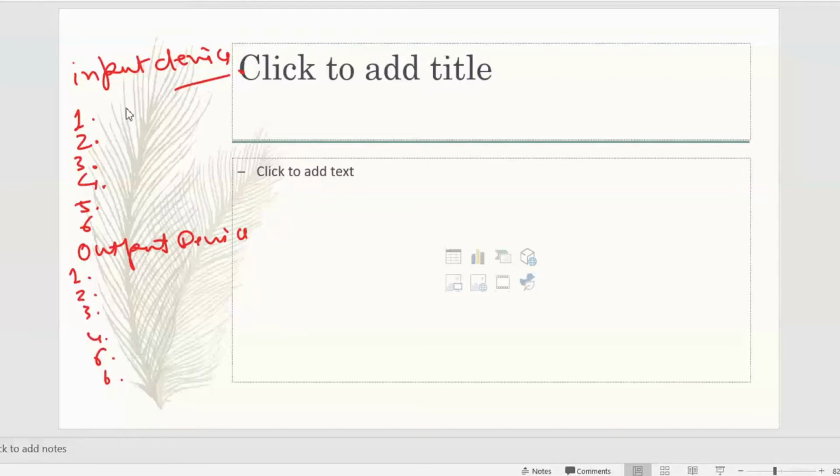So first input device. Mouse. Anyone else can also join in giving the answer. Keyboard. Very good. Next, someone said monitor. Joystick. Wait, wait. Monitor is not an input device. Okay. Yes, joystick. Printer is not input.